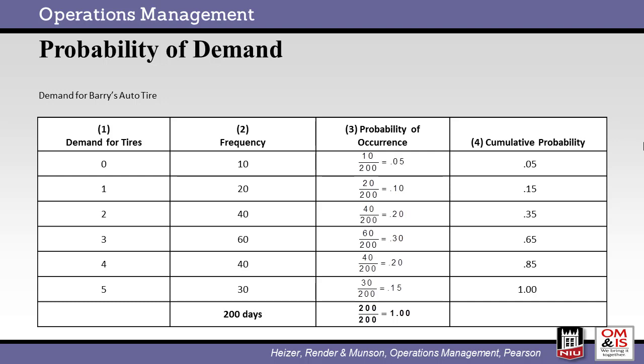Finally, in the fourth column, we calculate the cumulative probability by taking the probability and adding it to the cumulative probability above. For example, for a demand of 5 tires, we have the probability of 0.15 or 15% added to 0.85 to get 1 or 100%.